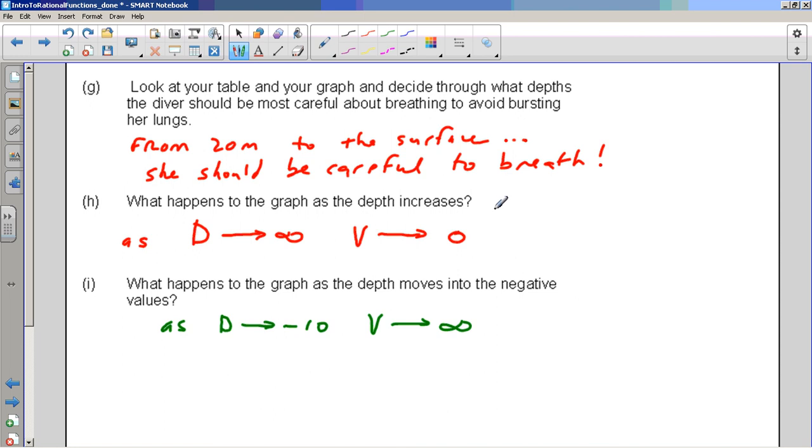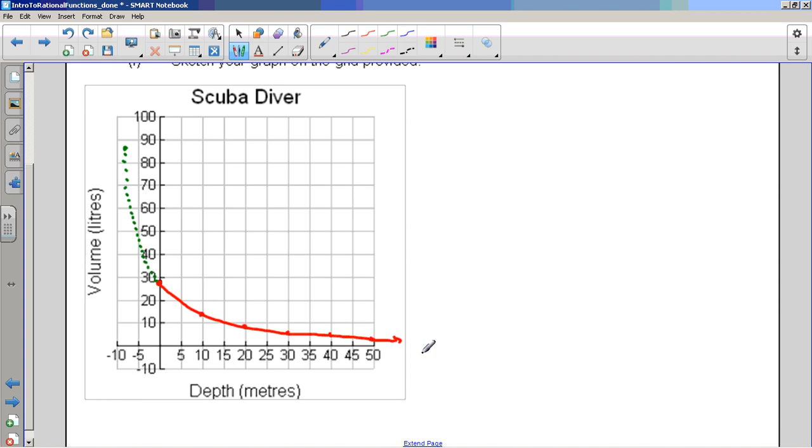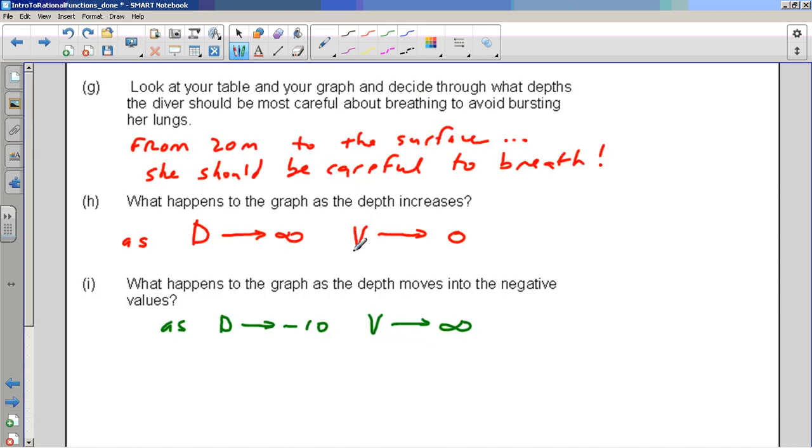What happens to the graph as the depth increases? As the depth increases, well, as D goes to infinity, the volume goes to what? 0, right? This is an asymptote, right? We talked about that a little bit already, not much, but back in unit 0 we talked about asymptotes, and this is an asymptote. This is the end behavior of that graph.